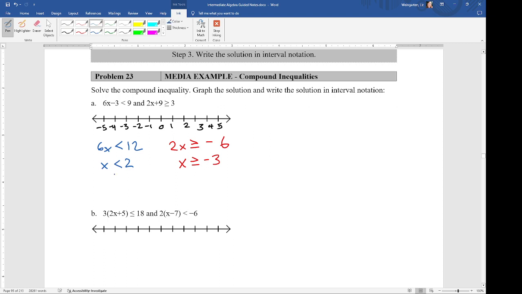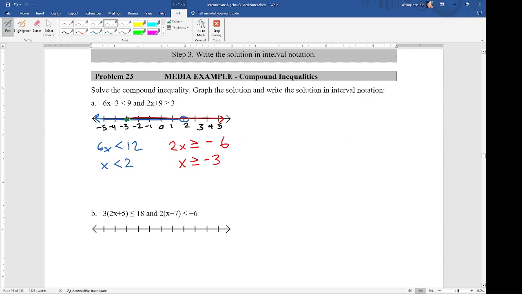I'll graph my blue inequality first. x is strictly less than 2. Now I'll graph my red inequality. x is greater than or equal to negative 3. Now for and inequalities, I want what is covered by a red and a blue line. So I'll go ahead and mark that in green.